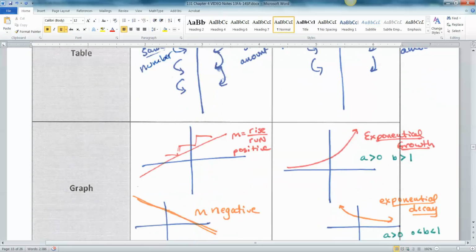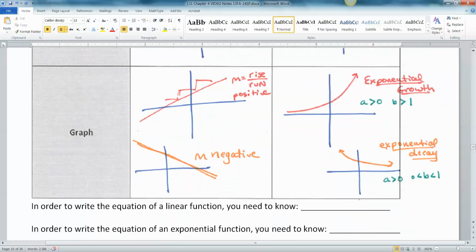All right, then let's think about the graphs. Linear functions form straight lines, obviously. And there are two main types, those with positive slope that are increasing, right? And remember that the slope is rise over run, so they're vertical lift over their horizontal change, right? Or you could have slope being negative. Now, in order to write the equation of a linear function, those are the two things you need to know. You need to know your slope, which is m, and your y-intercept, which is b.